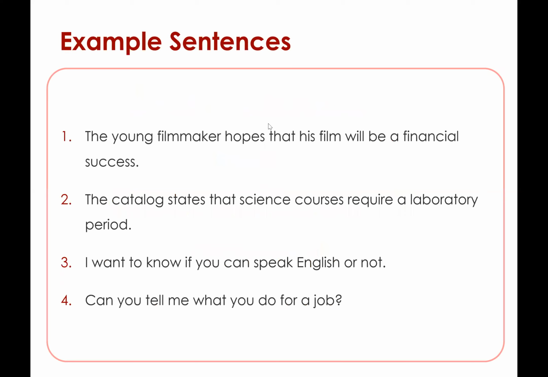So in this case, the first example, the young filmmaker hopes. So hopes, we know, is a transitive verb. So that his film will be a financial success would be the direct object. So this is exactly the same sentence structure as I hit Bob, right? Subject, transitive verb, direct object.